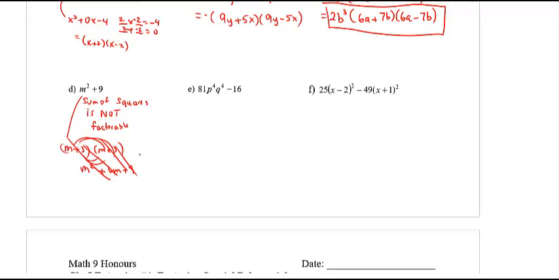Whoa, E. Can you see how this is a difference of squares as well? Can you see how A equals to, well, what squared is 81? That's 9. What squared gives you p to the power 4? How about p squared? What squared gives you q to the power 4? How about q squared? So there's your A value. B? Yeah, that's easier. That's just number 4. So, once again, A plus B, A minus B. Done.